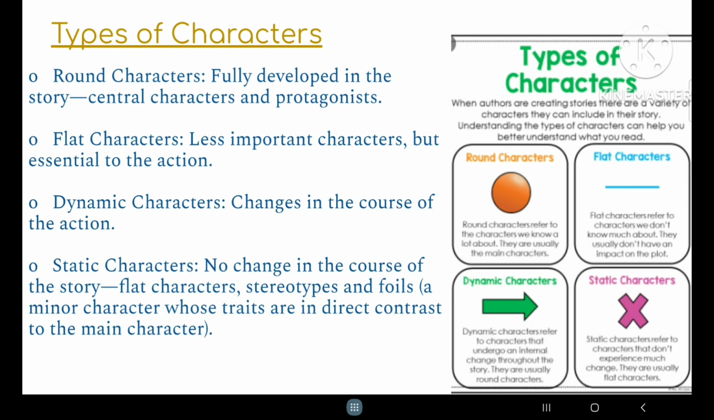There are 4 types of characters. They are round characters, flat characters, dynamic characters and static characters. Round characters are fully developed in the story, whereas flat characters are less important characters but essential to the action. Dynamic characters change in the course of the action, whereas static characters do not change in the course of the story.